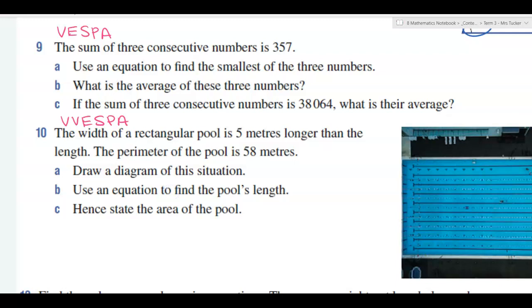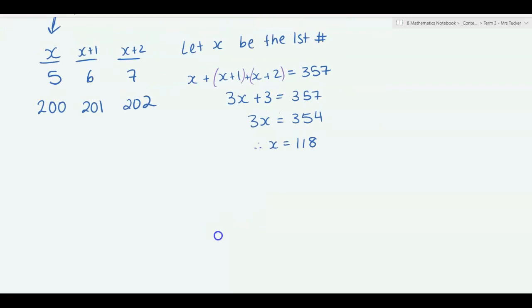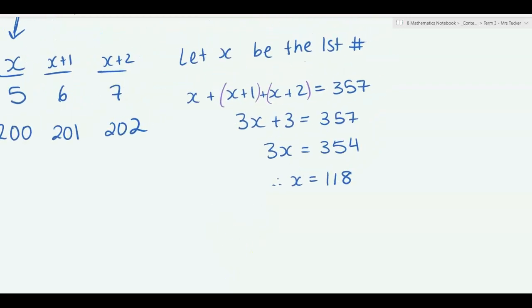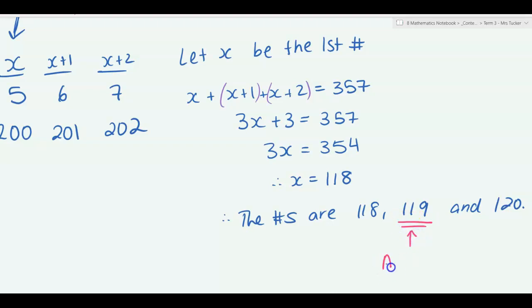Okay, what is the average of those 3 numbers? So I actually haven't really finished my Vespa, have I? Therefore, the numbers are 118, 119, and 120. Now, without doing any calculating, what's the average of those numbers? Aiden: 119. Why? How do you know that that's the average?